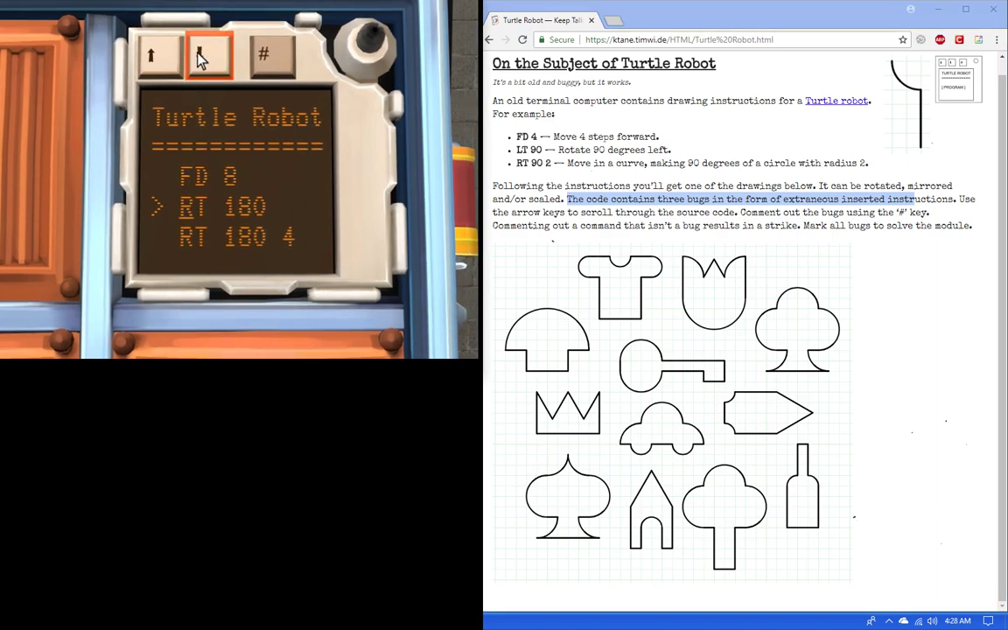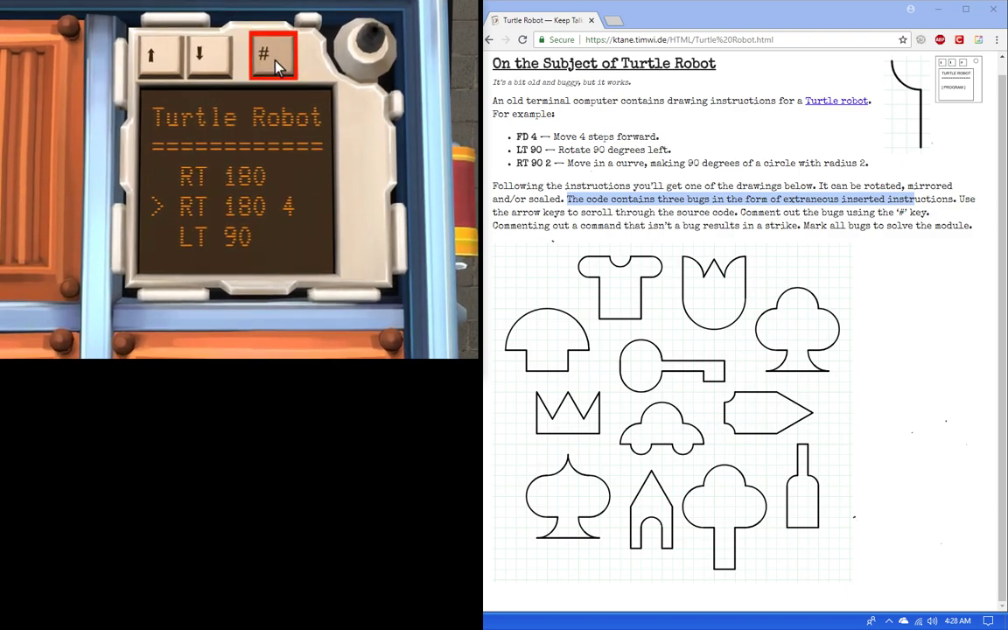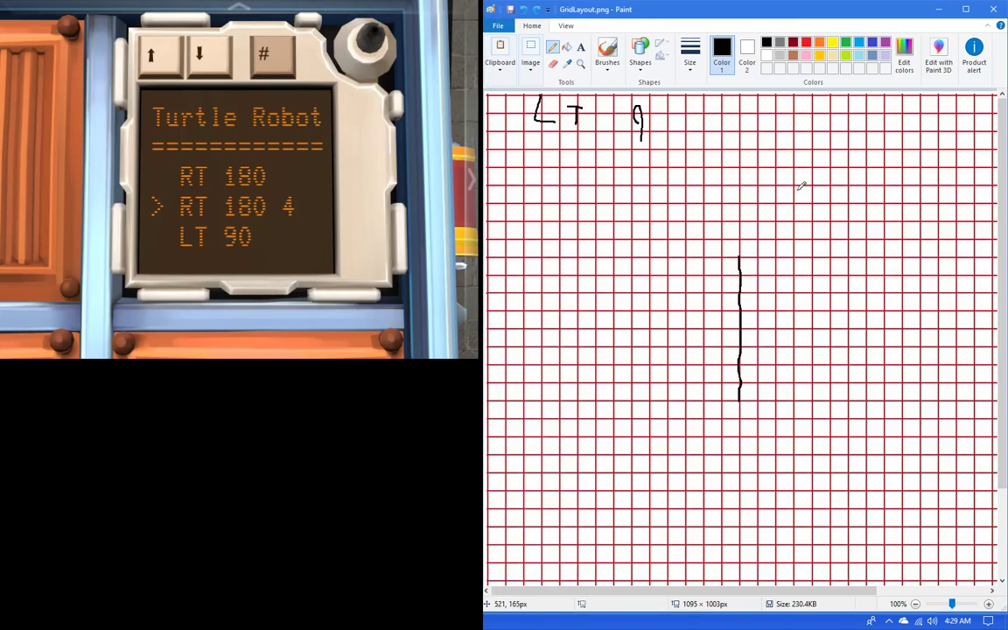I'm going to use the arrow keys to go through these lines of code and comment out any bugs using the # or hashtag key. I call this the comment out button, which basically allows you to comment out bugs. So let's figure out what shape our robot is trying to make.